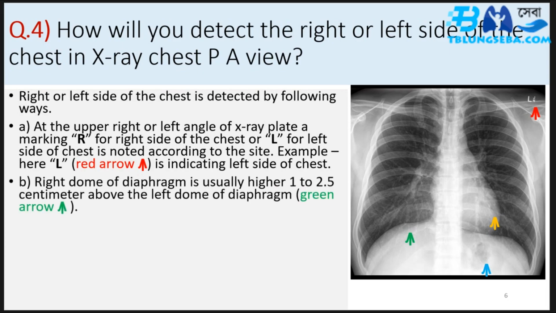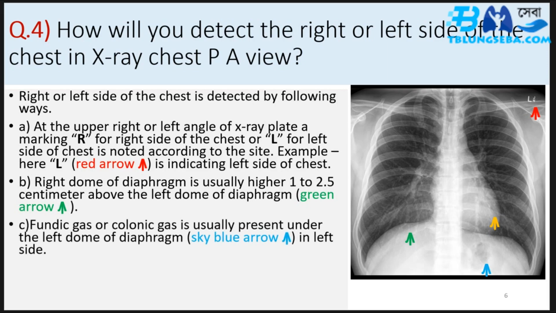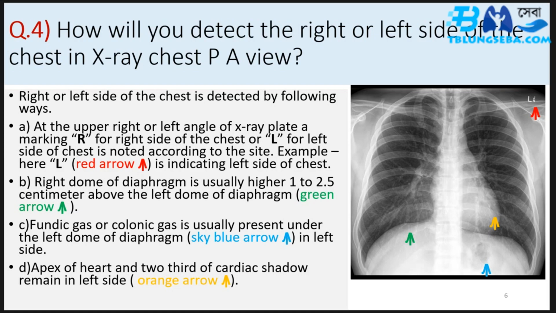B. Right dome of diaphragm is usually higher, 1 to 2.5 cm above the left dome of diaphragm, green arrow. C. Fundic gas or colonic gas is usually present under the left dome of diaphragm, sky blue arrow, in left side. D. Apex of heart and 2/3 of cardiac shadow remain in left side, orange arrow.